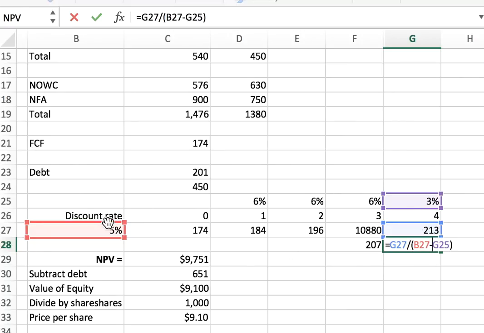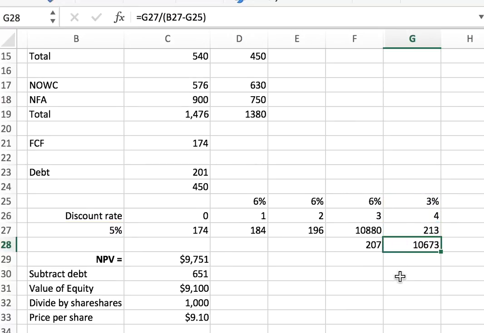R minus G. Well, R is our discount rate. We're going to use 5% here. Now, 5% was given as a discount rate. The 6% and 3% here were also given. They're not miraculously calculated from anywhere. I gave them to you as factors in the formula or in the problem. So these are givens. And so it's G27, 213, divided by 5% minus 3%, or 2%.